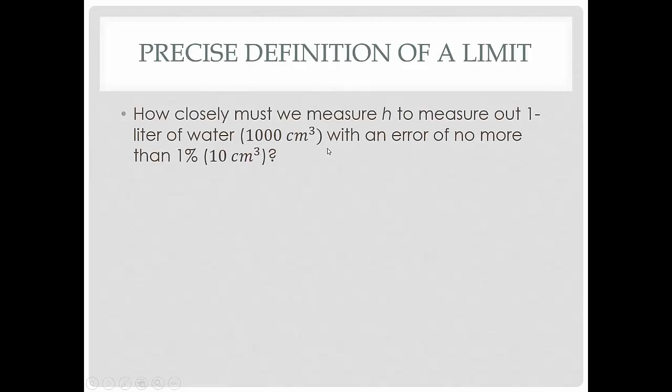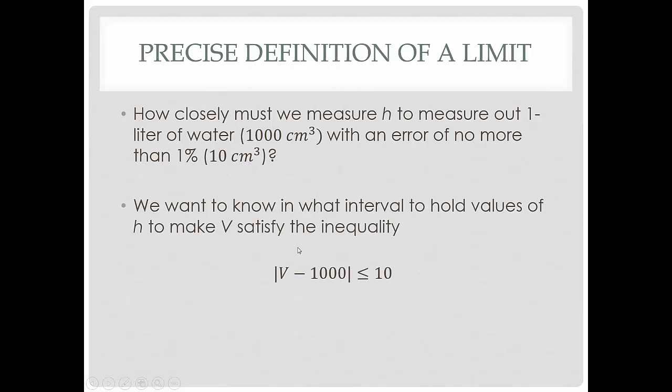How closely must we measure h, that height, to measure out 1 liter of water? In other words, 1,000 cubic centimeters, with an error of no more than 1%. So that's my error. As long as I'm within 1%, I'm happy with my potatoes. So my 1% would be 10 cubic centimeters. In other words, we want to know in what interval to hold values of h, that height, that satisfies this inequality. My volume minus this 1,000 cubic centimeters, I want to hold within 10 cubic centimeters, because that'll only be a 1% error.